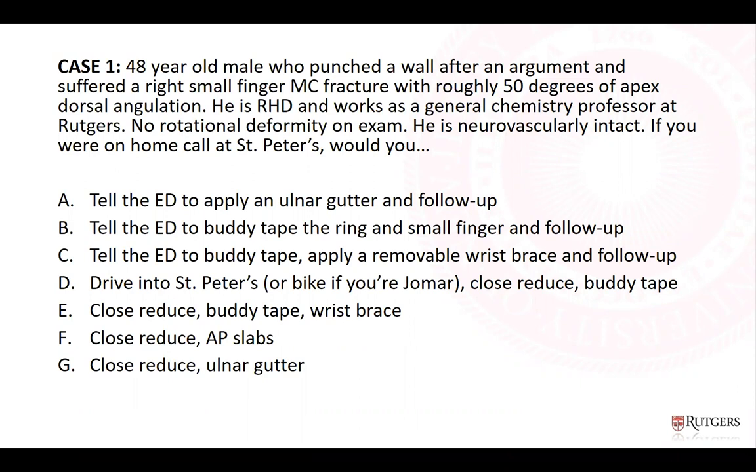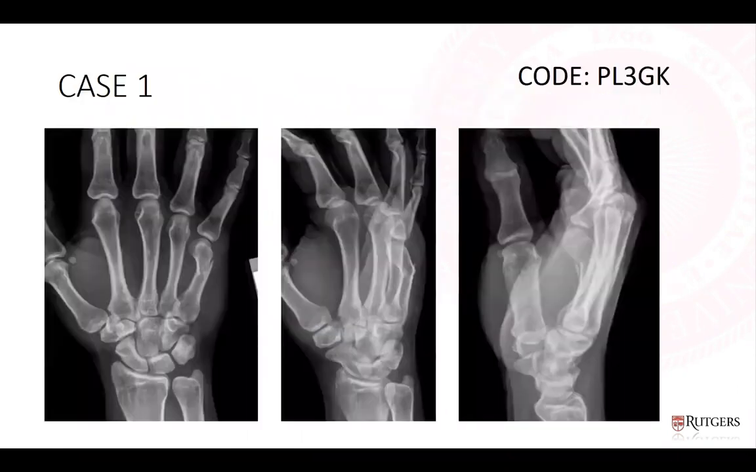There are several options. The first three: tell the ED to either apply an ulnar gutter, buddy tape the ring and small fingers, or buddy tape plus a removable wrist brace. The next, you drive into St. Peter's, or bike if you're Jomar, and you close reduce it and buddy tape it, close reduce it and wrist brace, AP slabs, or ulnar gutter. Yeah, the code is PL3GK.